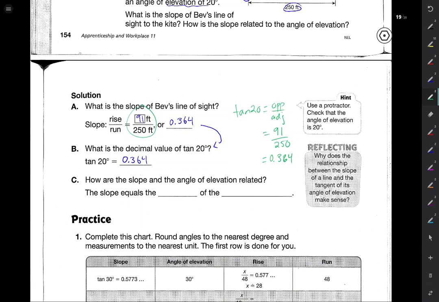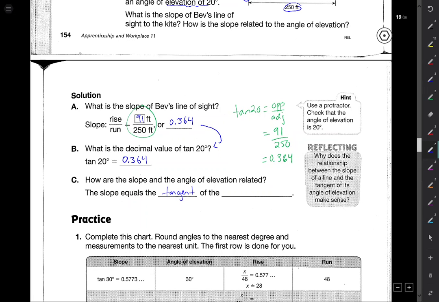The last part says, how are the slope and the angle of elevation related? Well, we will say that the slope equals the tangent of the angle of elevation.